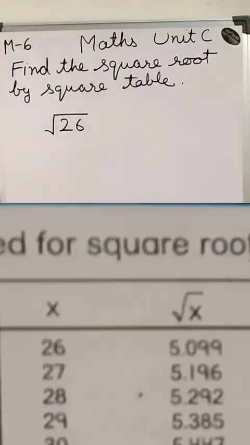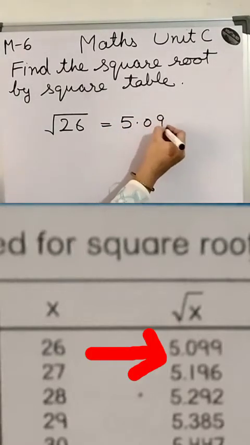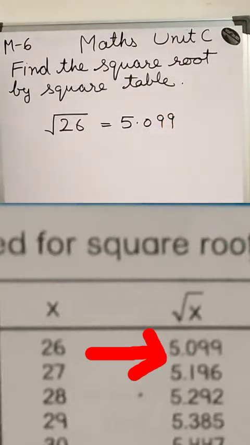Just see the table, the numbers are given here from 1 to 99. See in front of 26, the second column. In front of 26 it is written 5.099. What is written here? 5.099. So the square root of 26 is 5.099. We can calculate it from 1 to 99 from this table.